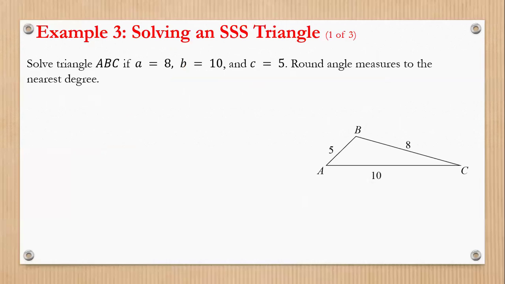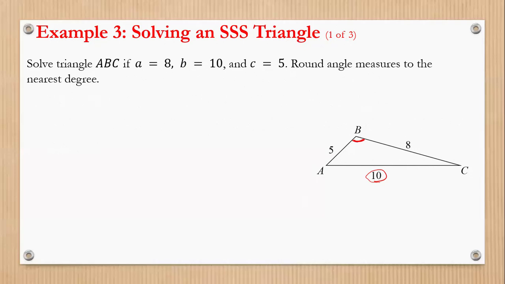Example 3, we want to solve this triangle, and as you see in the picture, the 3 sides are given to us. And now we want to find the 3 angles. So what can we do? First, use the law of cosine to find the angle opposite to the longest side. The longest side is 10. That means you are going to use law of cosine to find angle B.